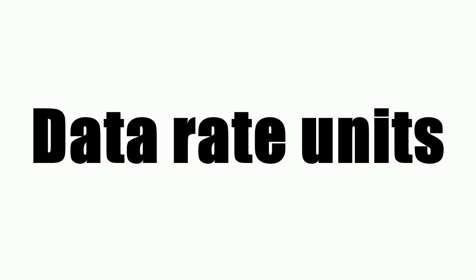Gigabit per second. Gigabit per second is a unit of data transfer rate equal to 1000 megabits per second, 1 million kilobits per second, 1 billion bits per second, 125 million bytes per second. Terabit per second. Terabit per second is a unit of data transfer rate equal to 1000 gigabits per second, 1 million megabits per second, 1 billion kilobits per second, 1 trillion bits per second, 125 billion bytes per second.